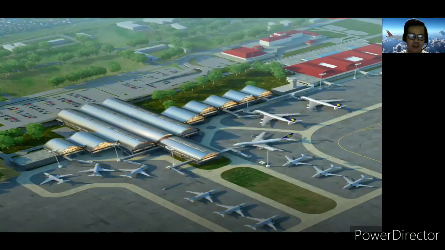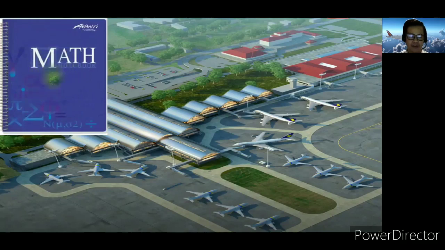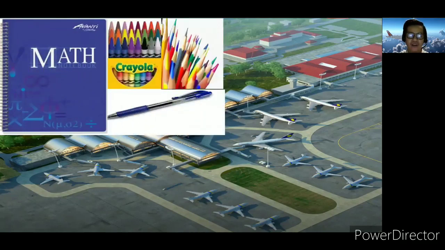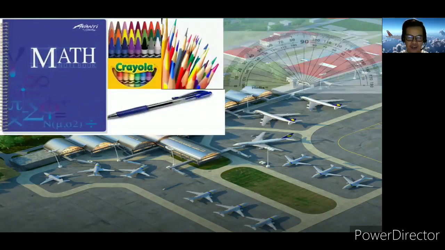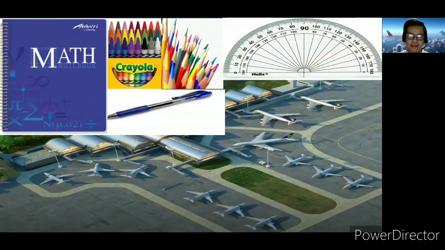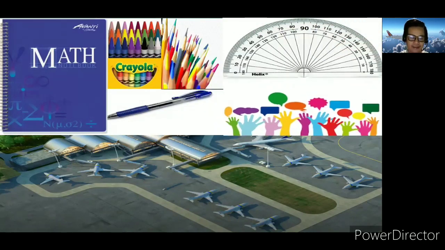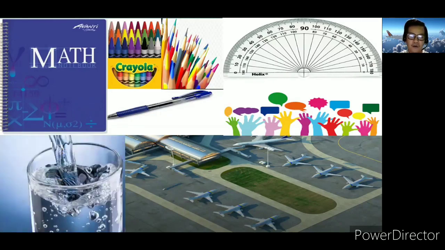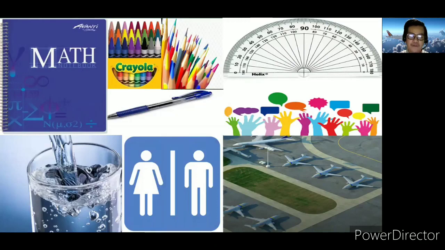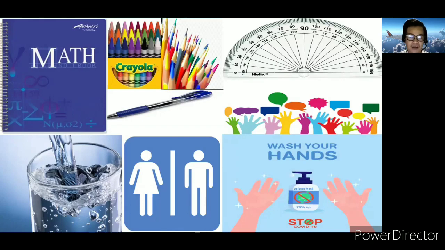Second, see to it that you have with you your math notebook, a pen, a crayon or color pen, and a protractor. Third, be attentive and participative as much as you can. Fourth, you can just pause this in a few seconds. Have first your personal necessities. Have with you your water, or you can go first to your comfort room. And finally, wash your hands all the time. Stay at home, rather at this aircraft, be safe, and be COVID-19 free.